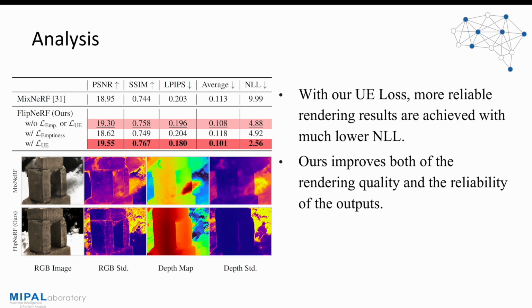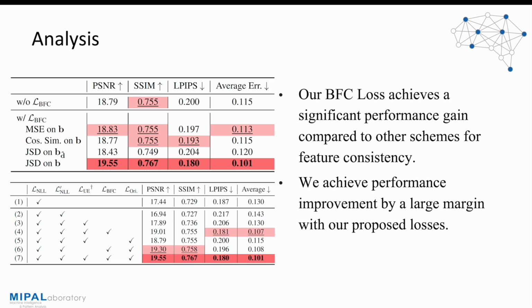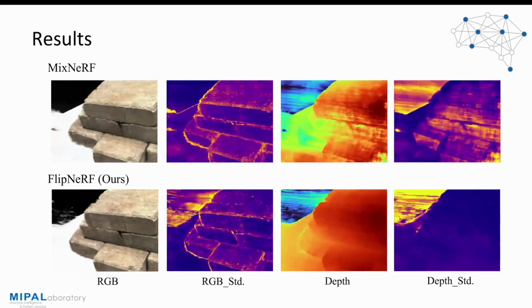The table shows the effectiveness of our proposed UE loss. Compared to MixNeRF, which models a ray with a mixture of distributions as our FlipNeRF does, ours consistently achieves more reliable rendering results with much lower NLL. For the BFC loss, we compare different strategies with our proposed BFC loss with JSD. And through the ablation study, we confirm that we are able to achieve performance improvement by a large margin with our proposed losses.